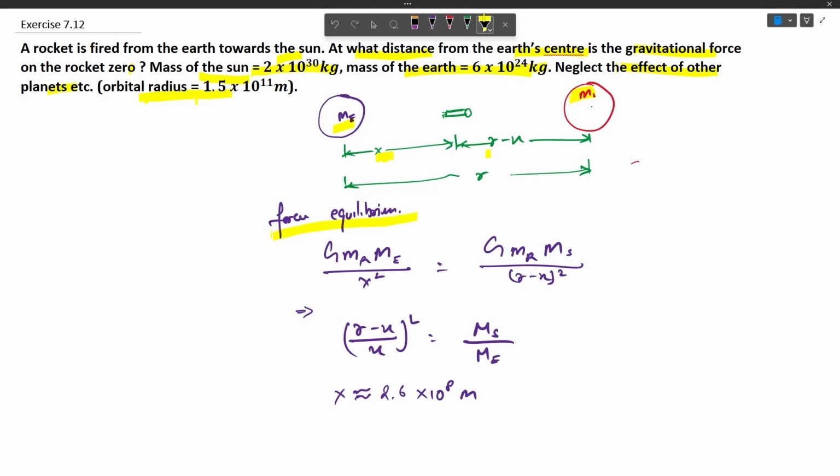Now we equilibrate the force in both directions. We will get that G times mass of the Earth times mass of the rocket divided by x squared, the distance squared, equals G times mass of the rocket times mass of the Sun divided by (r minus x) squared. Now upon solving this, we will get x, the distance of the rocket from the Earth, to be about 2.6 into 10 to the power 8 meter. So the concept that we used in this question was force equilibrium, that is equating the force of Earth and force of Sun on the rocket, and we got the value of x as 2.6 into 10 to the power 8 meter. Thank you.